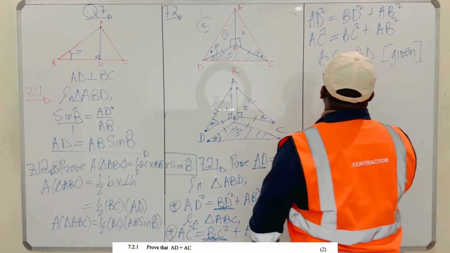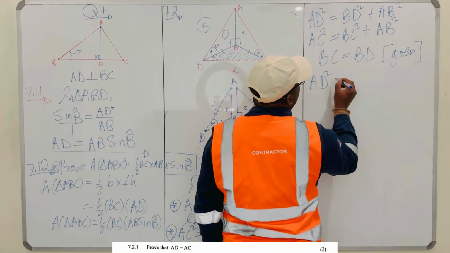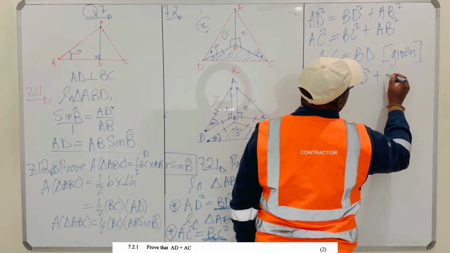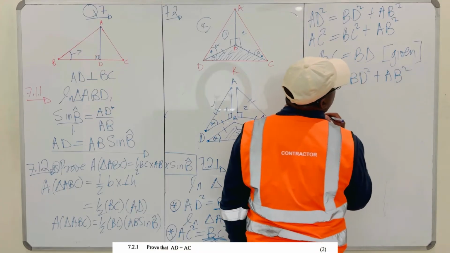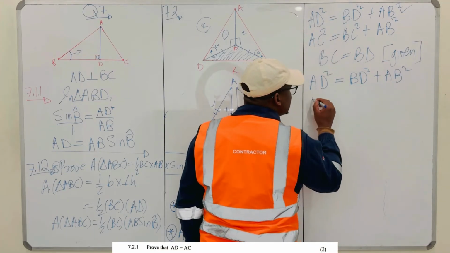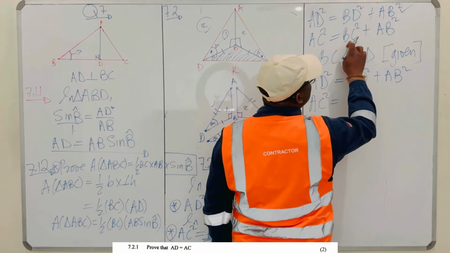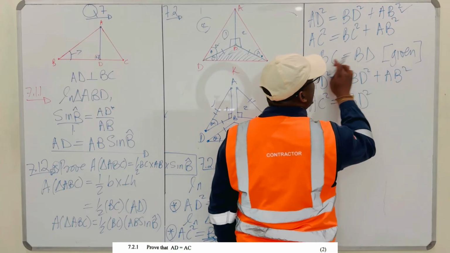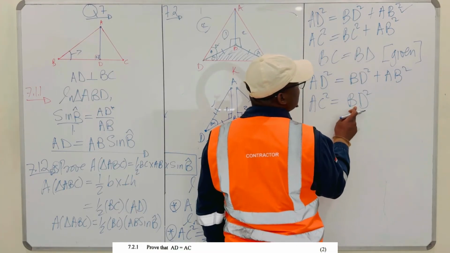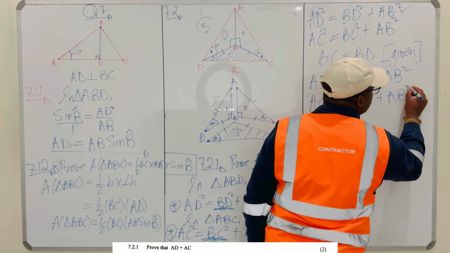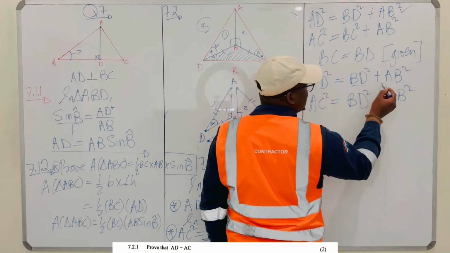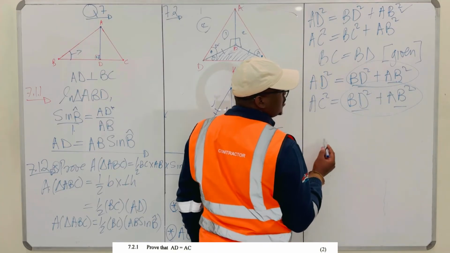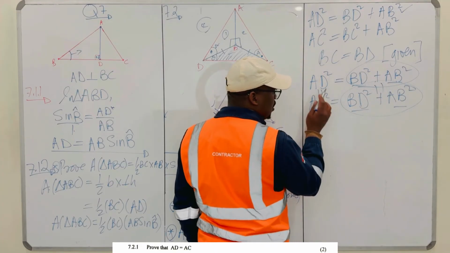So what you have here is AD squared equal to BD squared plus AB squared, right? And your AC squared is equal to your BC squared, but your BC squared is equal to BD squared. So instead of BC, just place BD, plus AB squared. So this plus this is the same as this and this. So this is equal to this.